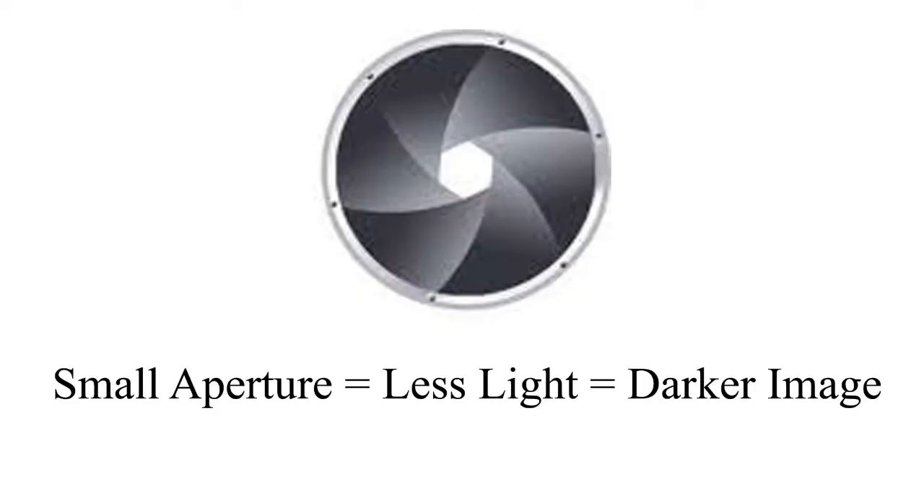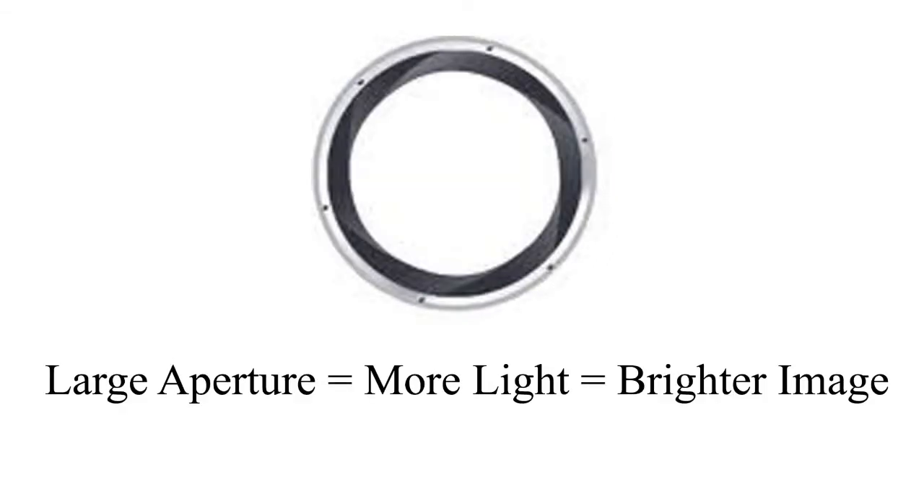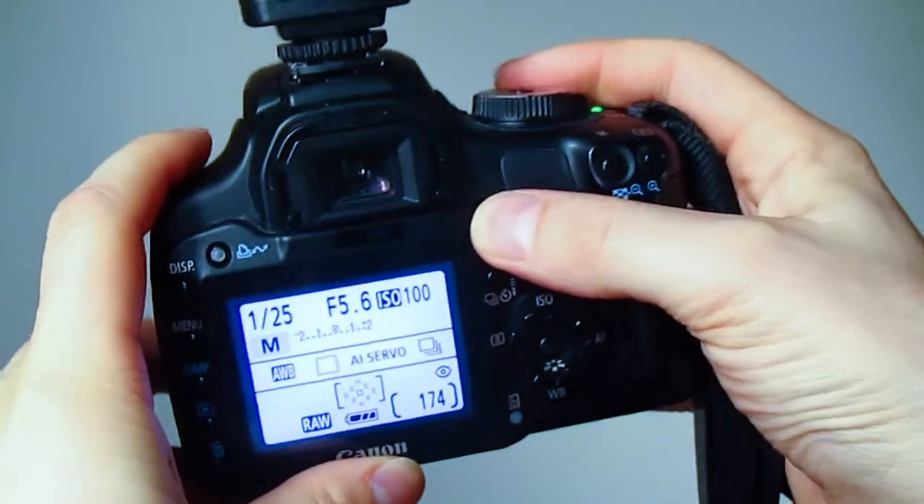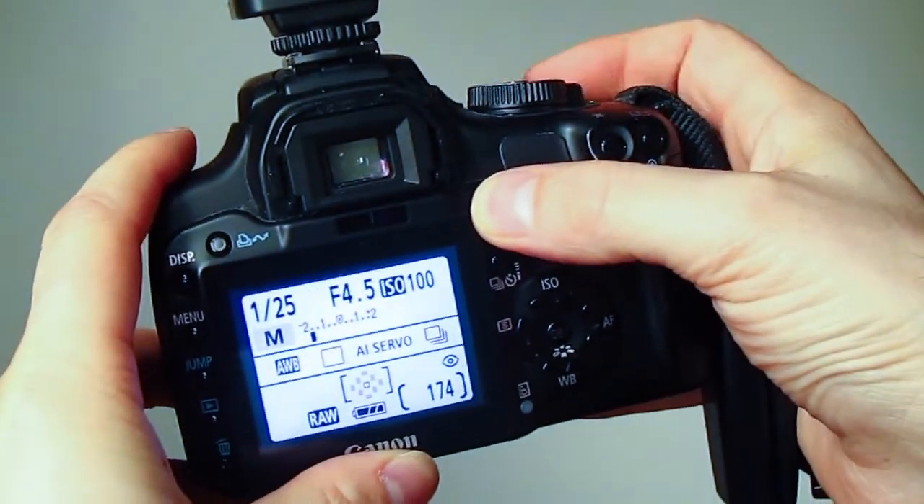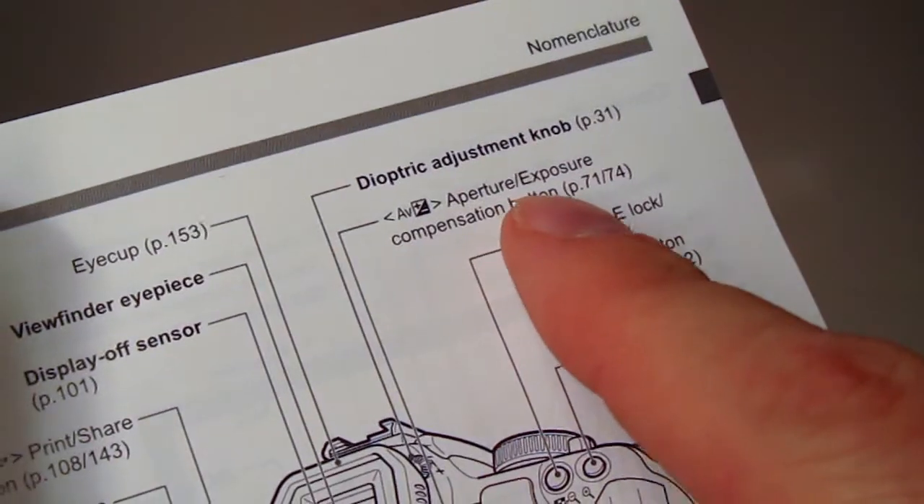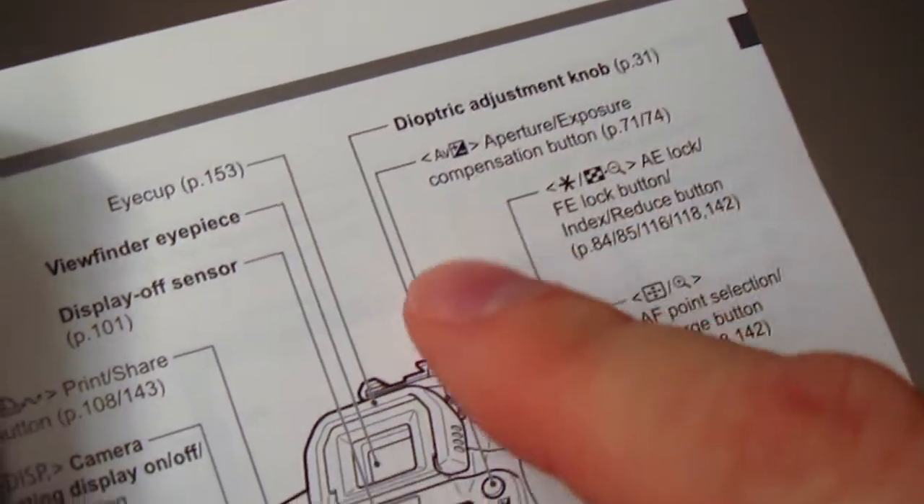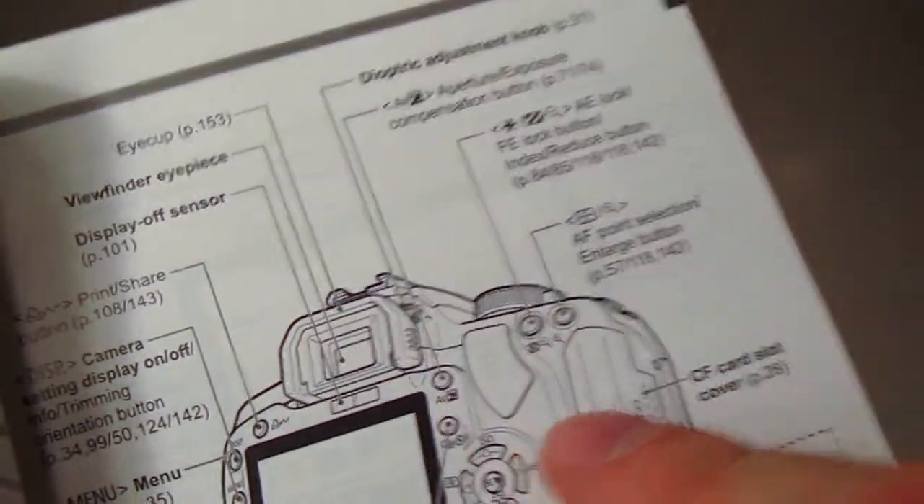The smaller the aperture, the less light gets in, and the darker your image will be. On the other hand, if your aperture is larger, more light will enter your camera and cause your image to be brighter. You can manually change the size of your aperture on your camera, but since each camera is a little different from the other, make sure to check your manual for instructions on how to change it for your specific device. Your manual should also tell you where to find your aperture on your LCD screen.